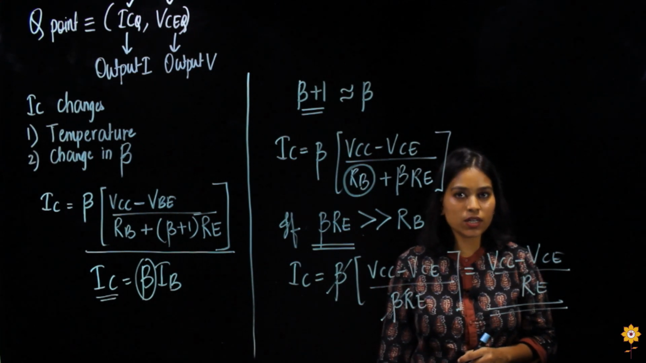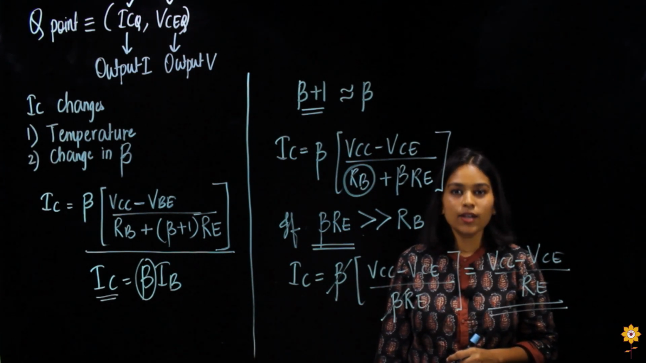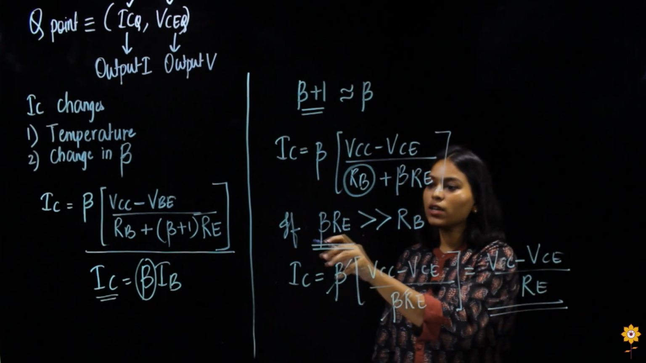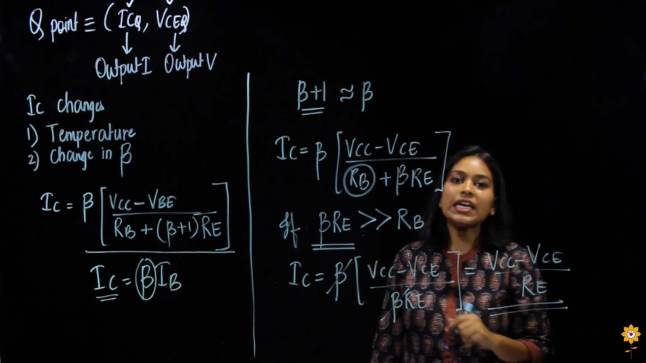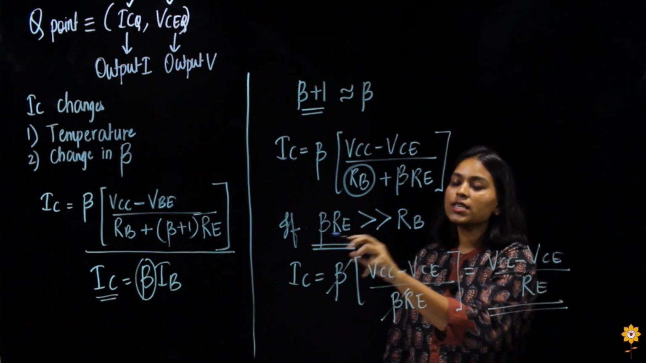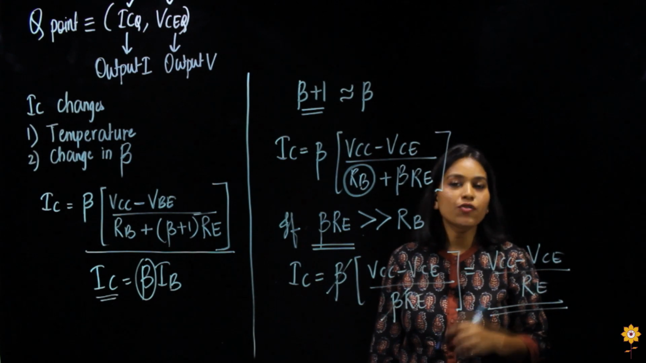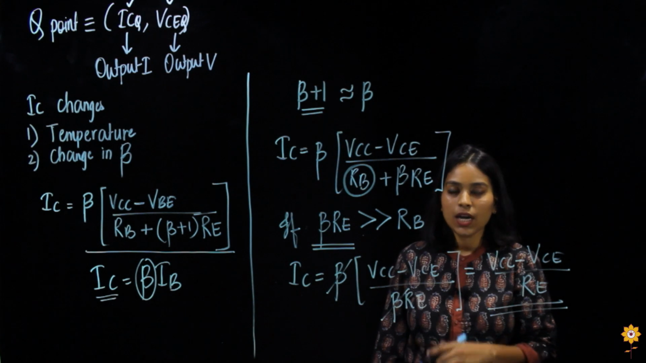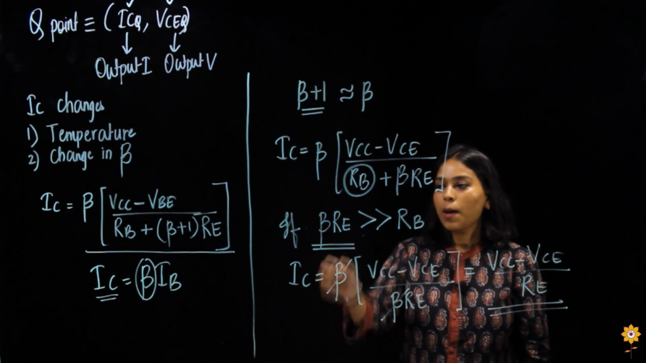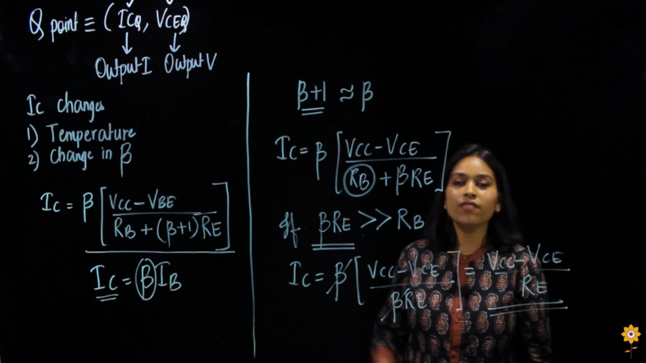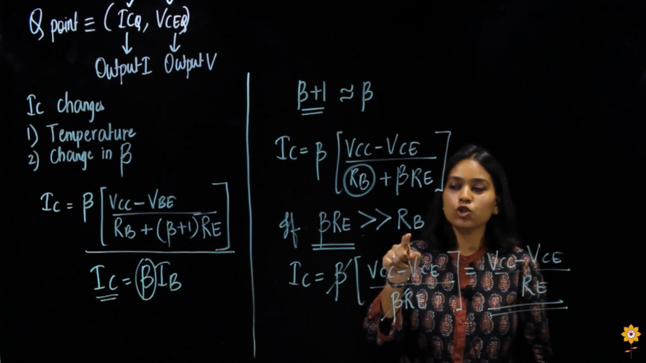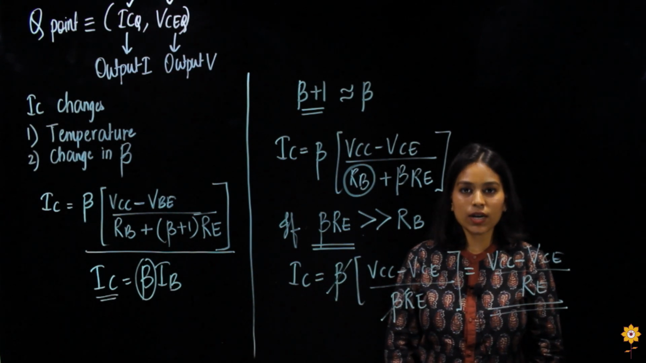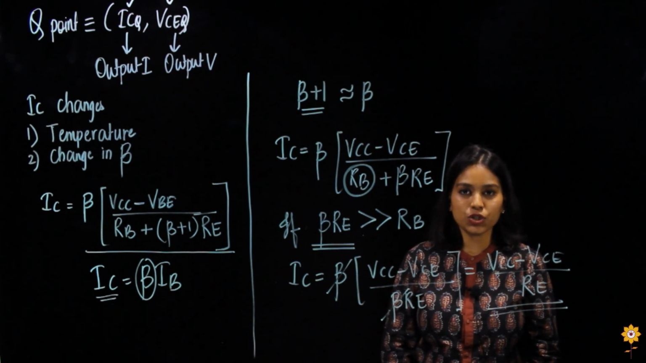But there is a disadvantage over here. We can see that to neglect or cancel out beta, we had to make sure that beta RE is very much greater than RB. Now beta is the amplification factor of the BJT, and for different BJTs or different transistors the value of beta is different, and it is very difficult to make the value of this resistor RE very much greater than RB so that RB can be neglected. So this is a difficult thing, and this is one of the disadvantages of self-bias configuration.